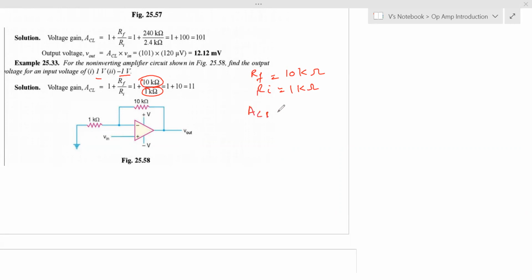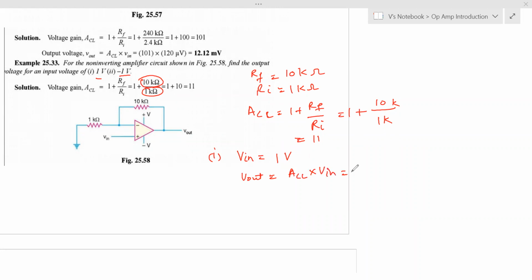So ACL equal to 1 plus RF upon RI. So 1 plus 10K upon 1K. It will be 11. Gain is 11. Orally you can calculate. Very simple calculations. So once gain is there, you can take one by one the input. So input will be 1 volt first. So output will be, this is also orally you can calculate, gain multiplied by input. So gain is 11 multiplied by 1, 11 volt.